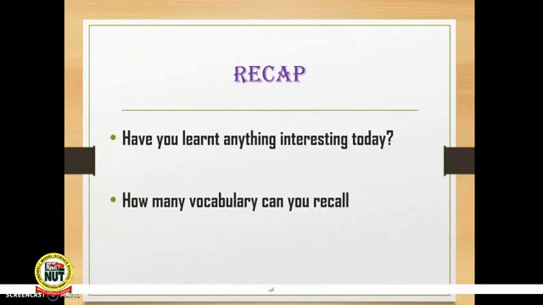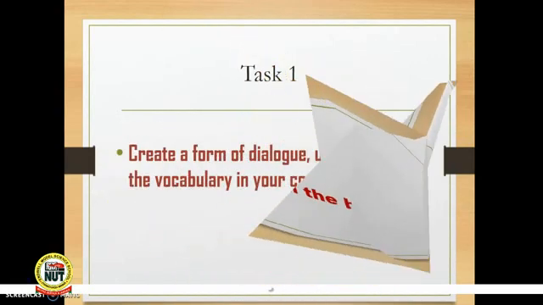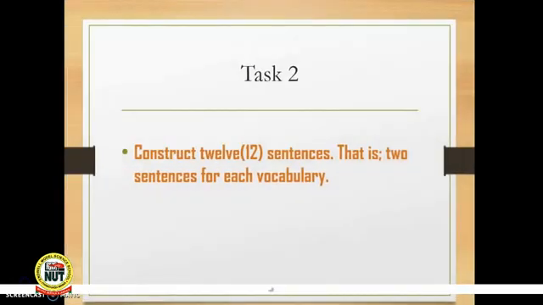All right, let's have a recap. Have you learned anything interesting today? How many vocabulary can you recall? Let's see. First, to a T, to be lame, knock off, fall through or fell through, iffy, to check all the boxes. Task 1: Create a form of dialogue using each of the vocabulary in your conversation. This is very interesting. And the next task, construct 12 sentences, just 12. That is 2 sentences for each vocabulary.